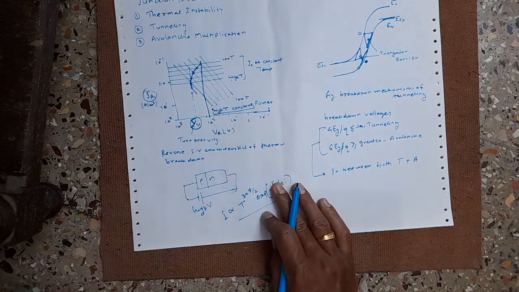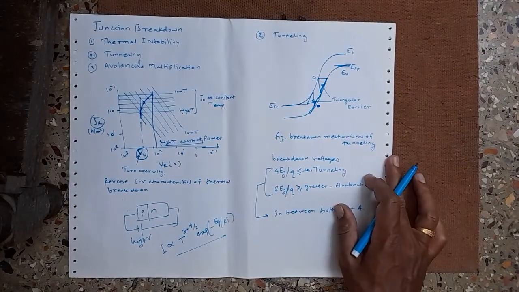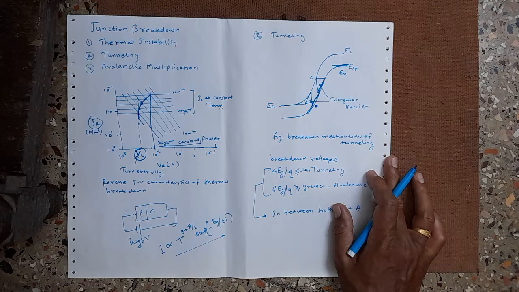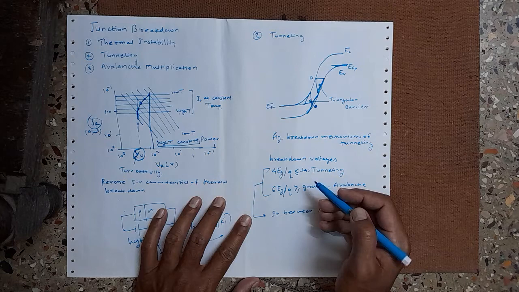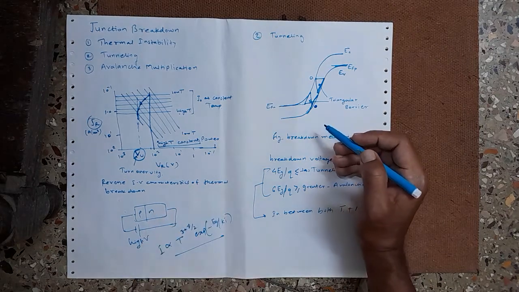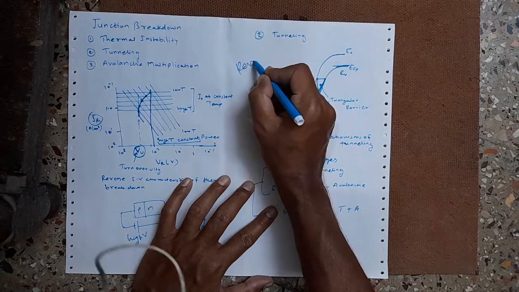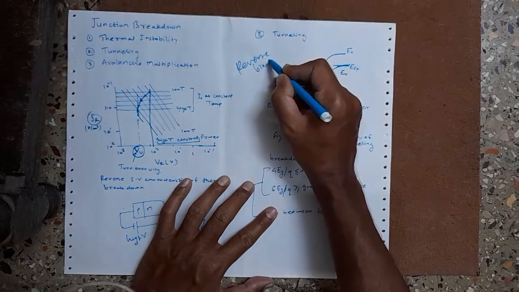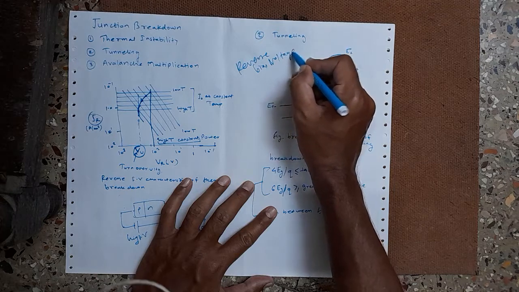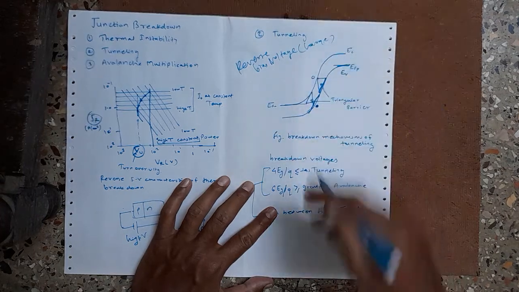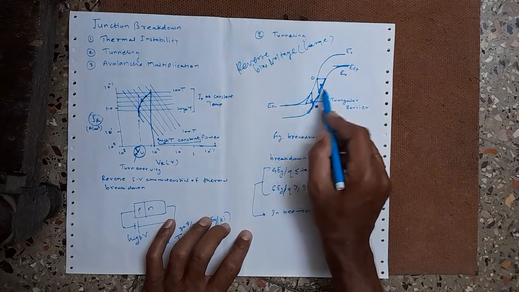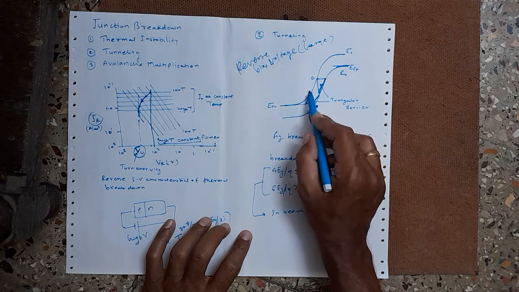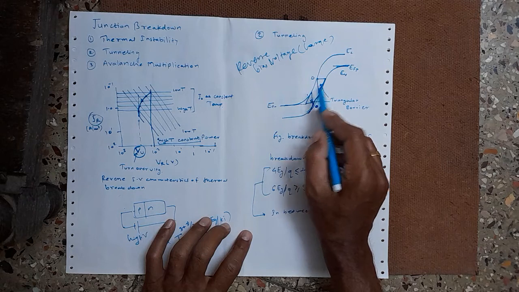Now the other effect is the tunneling phenomenon. As we are quite aware, tunneling is something like passing through it. So here we consider the tunneling effect. When the junction is under a large reverse bias, that is, a large reverse bias voltage is applied, it is well known that the carriers can tunnel from this region to this region.